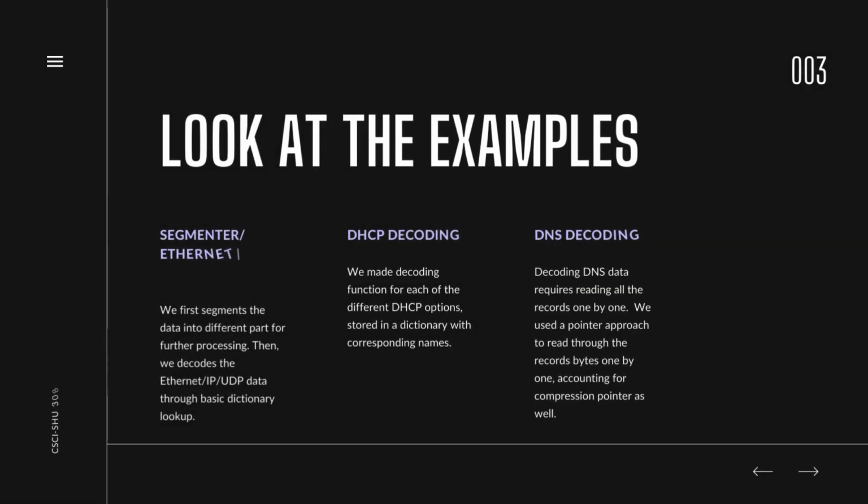And now we're going to be looking at some of the example code, and we're going to be displaying mainly these 3 parts of the example code, which is the segmenter of Ethernet, IP, UDP, and their decoder, and also the DHCP decoder and the DNS decoder.